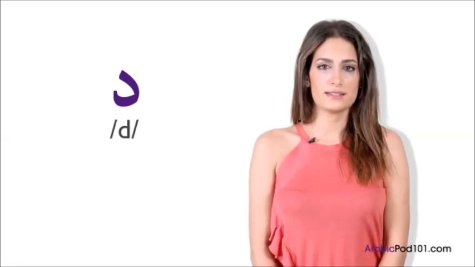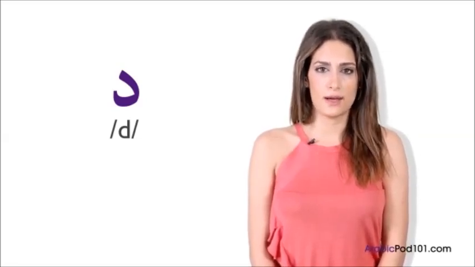In this lesson, we'll continue by learning two more letters that look alike. After that, we'll learn a few more words to add to your notebook. Ready? Let's go! Our first letter is dal. It's just like the English D. Very easy to pronounce and easy to write as well. Here's the isolated form. Dal.